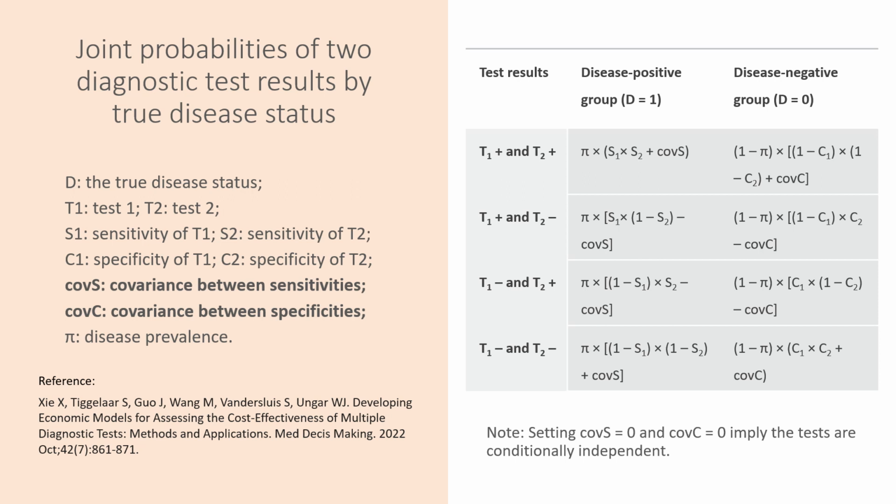An example of modeling the conditional dependence between diagnostic tests can be found in an article titled Developing Economic Models for Assessing the Cost-Effectiveness of Multiple Diagnostic Tests, Methods and Applications. Next, we will discuss the magnitude of COV-S and COV-C.